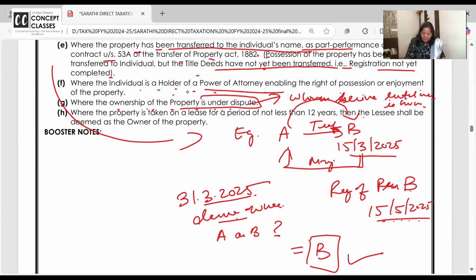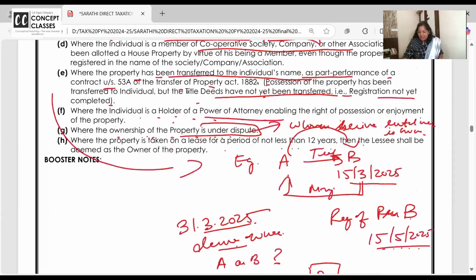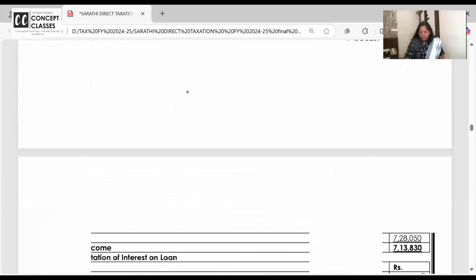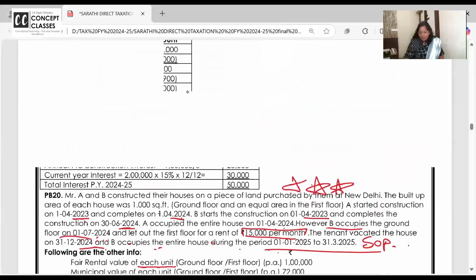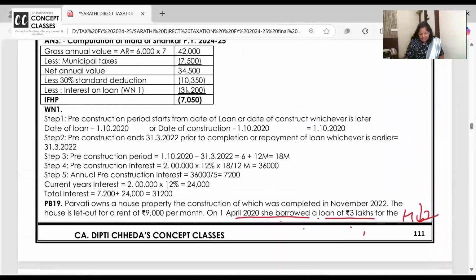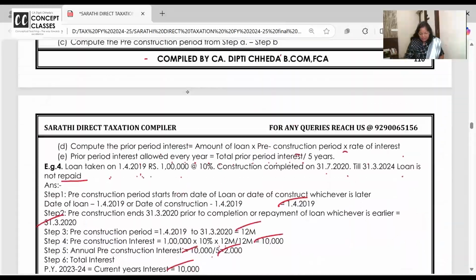Okay? And last one, where the property is taken on lease for a period of not less than 12 years, the lessee will become owner. This is in old cases when Pagdi system was there and a tenant is staying for more than 12 years in the same house with long lease agreement, he becomes the deemed owner.